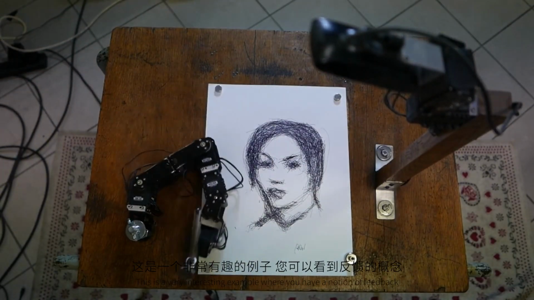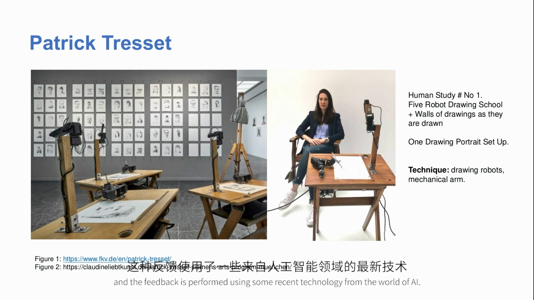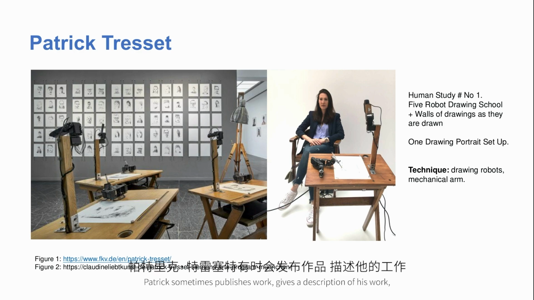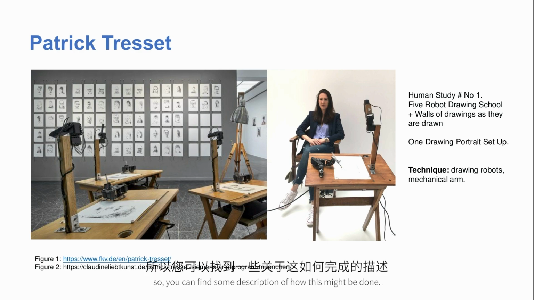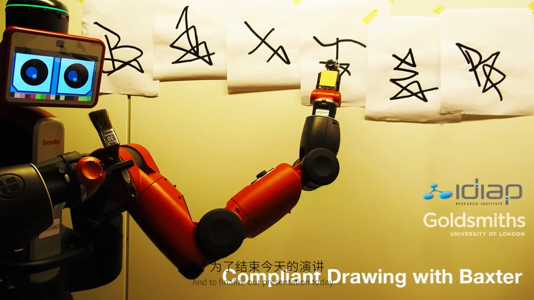This is a very interesting example where you have a notion of feedback. And the feedback is performed using some recent technology from the world of AI. There is documentation. Patrick sometimes publishes descriptions of his work, so you can find some description of how this might be done. And to finalize our presentation today, I wanted to give you also an example of a humanoid robot. This is a robot which resembles more the body of a human. In this case, it's a Baxter humanoid robot from a few years ago.